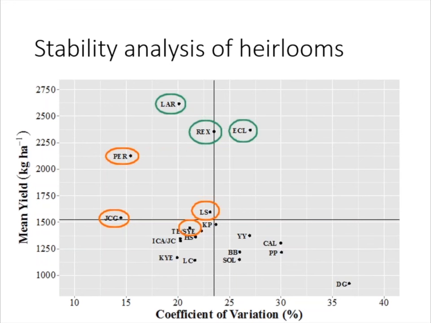Now the reason I'm pointing these out is those are the beans, the heirloom populations that later on we focused on, and this is why, because they had a good combination of stability and yield, and others fell below that. Okay, next slide.